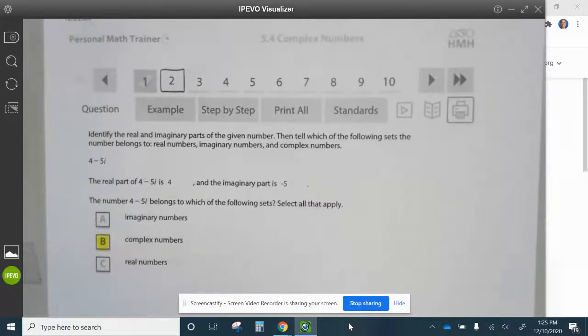Okay, question 2. Identify the real and imaginary parts of the given number. Then tell which of the following sets the number belongs to: real numbers, imaginary numbers, and complex numbers. 4 minus 5i. The real part of 4 minus 5i is 4, and the imaginary part is negative 5. The number 4 minus 5i belongs to which of the following sets? The correct answer to that is complex numbers.